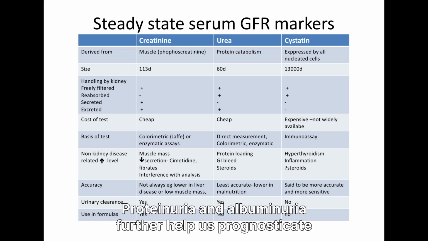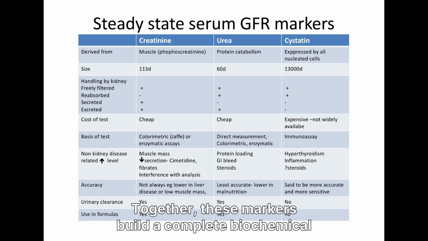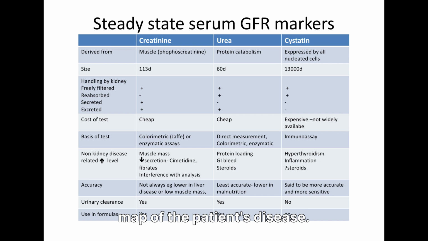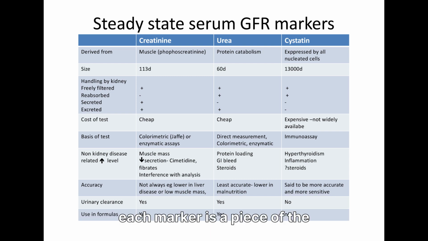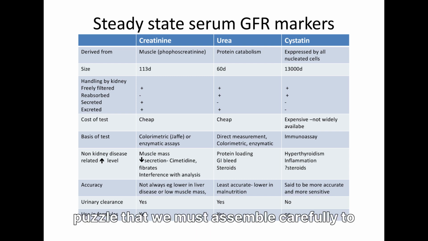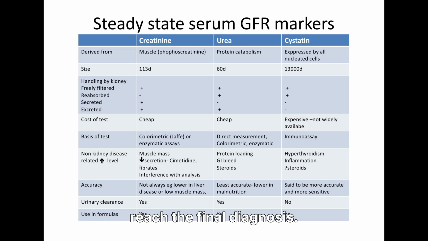Proteinuria and albuminuria further help us prognosticate the risk of progression. Together, these markers build a complete biochemical map of the patient's disease. Once we have this map, we turn to imaging to visualize the structural landscape. Each marker is a piece of the puzzle that we must assemble carefully to reach the final diagnosis.